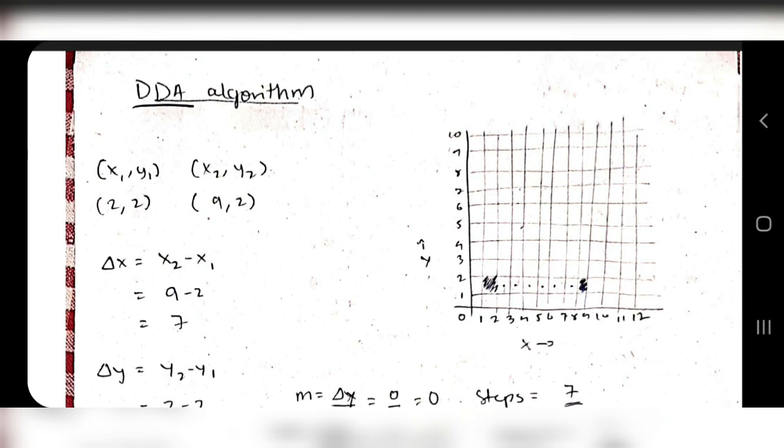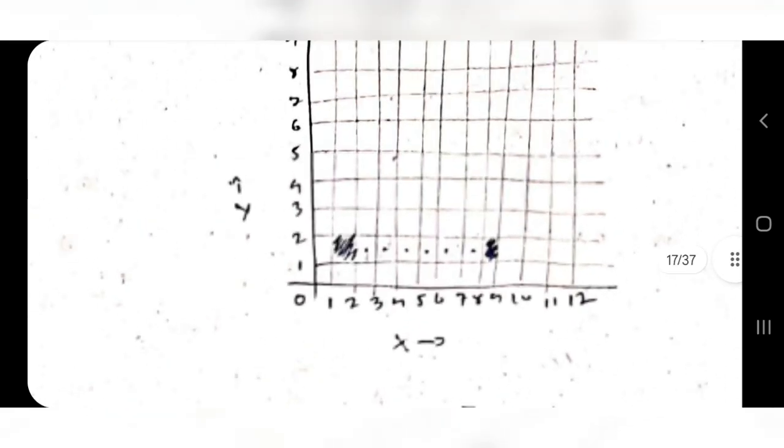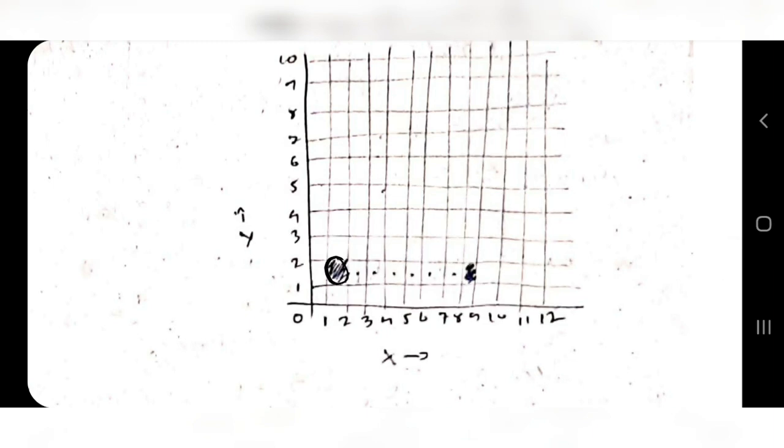For the DDA algorithm, we'll be starting from here. There are two points, x1 y1 and x2 y2. x1 y1 are 2, 2, and x2 y2 are 9, 2. So these are the two points here. If you see here on the screen, this is 2, 2 and this is 9, 2. You have to draw a line between these.